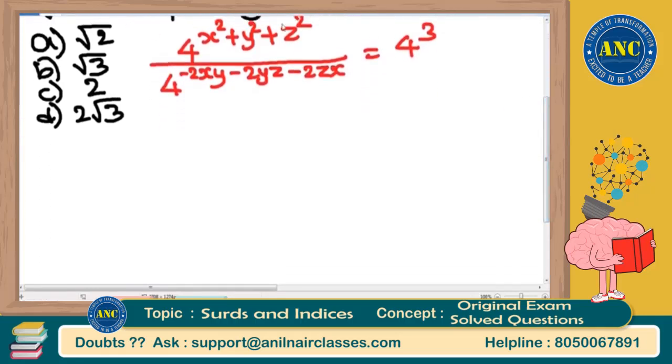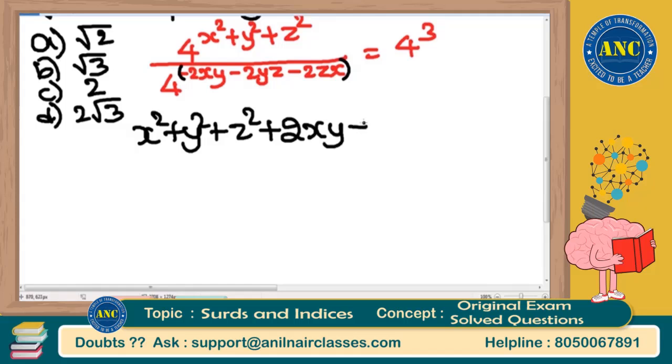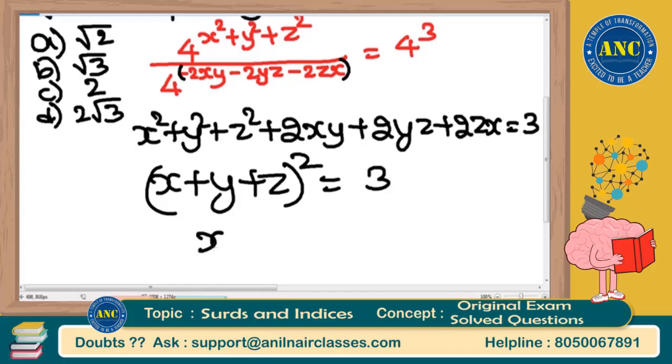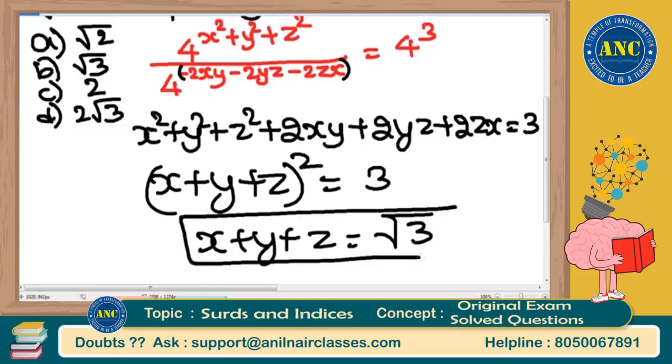Now, again, bases are same. Put all these powers to the numerator. It becomes x square plus y square plus z square plus 2xy plus 2yz plus 2zx is equal to, this is 4 power this value is equal to 4 power 3. I will write only 3. Left hand side is x plus y plus z whole square, which you need to know, is equal to 3. Possible value of x plus y plus z is plus or minus root 3. Possible out of the 4 options is plus root 3. Answer is option B.